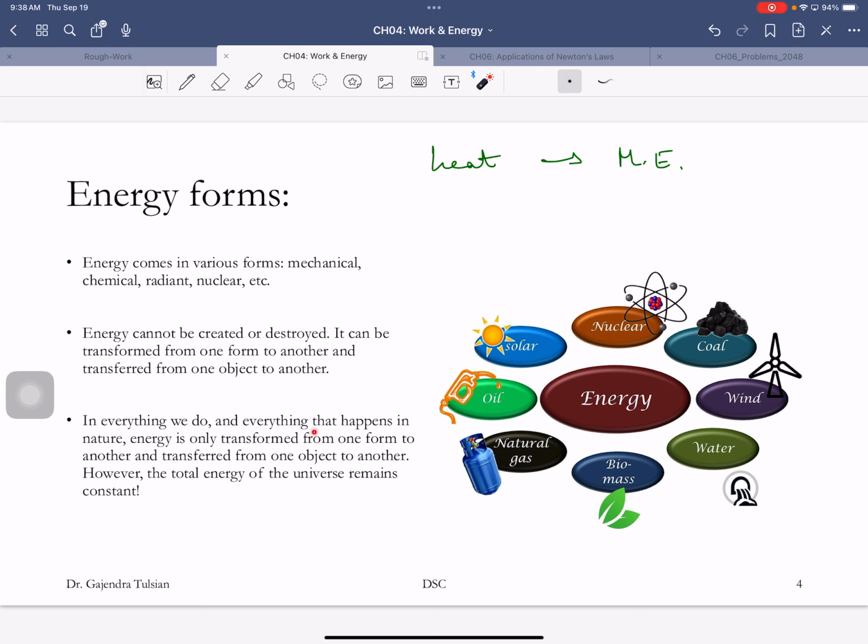Okay, so in everything we do and everything that happens in nature, energy is only transformed from one form to another and transferred from one object to another. You do not create energy or destroy energy, so the energy of the universe is constant. Okay? So here are various forms of energies, like solar, nuclear, coal is chemical energy, wind energy is kinetic energy, water at a higher location is potential energy, and so on. And everything we do, we convert energy from one form to another.